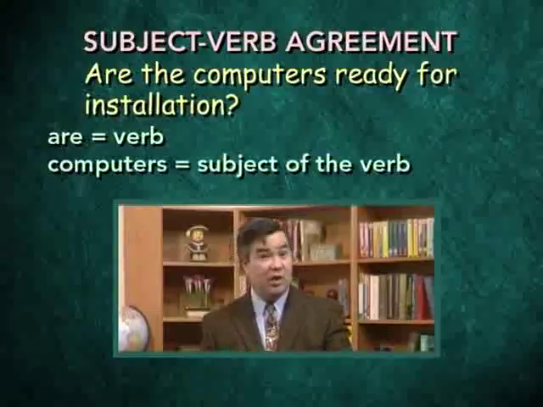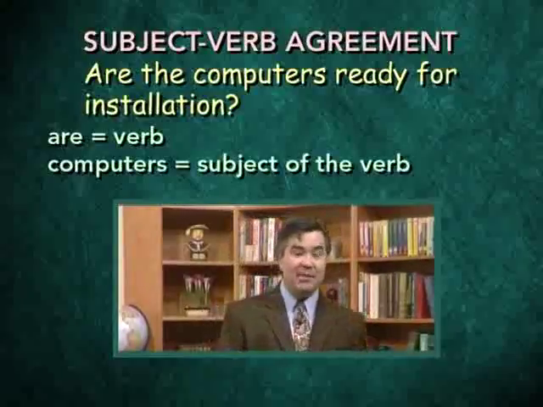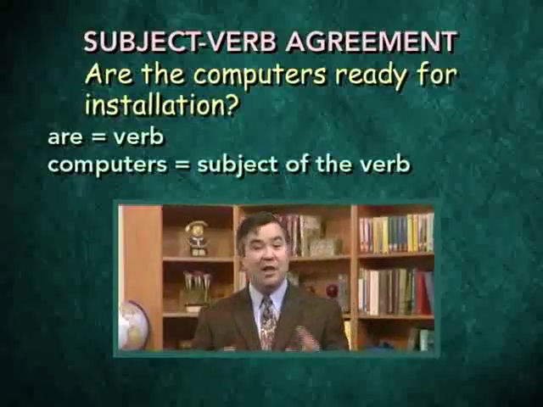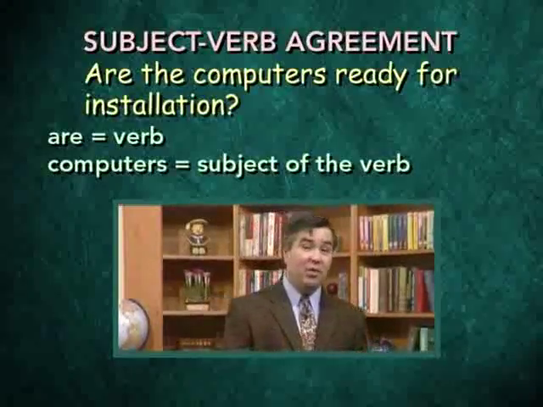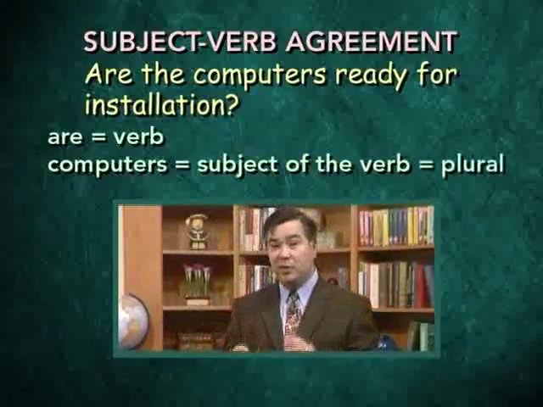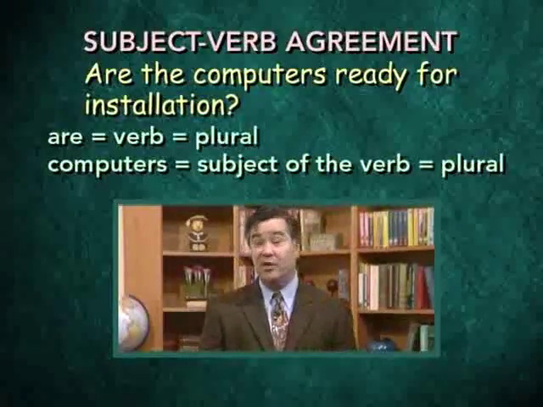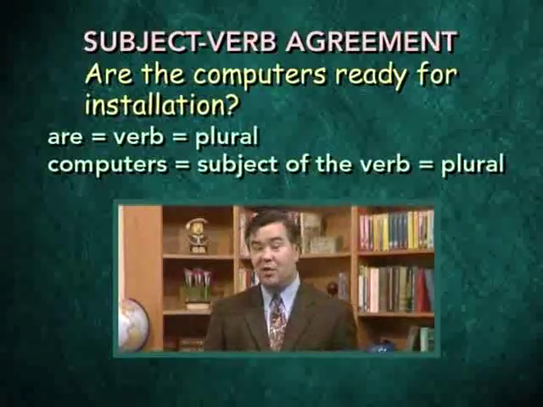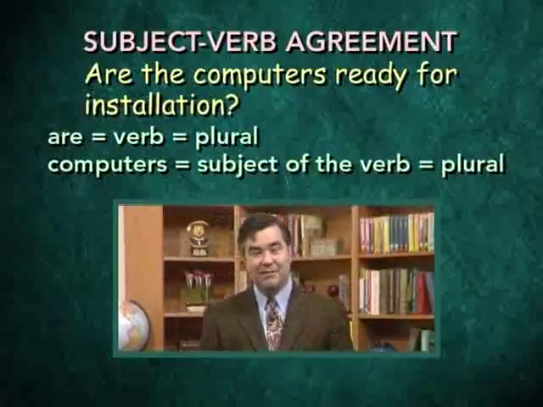Notice that if we were to turn this sentence away from being a question into being a statement, it would read something like, the computers are ready for installation. And then it would be obvious that computers is the subject of the verb are. Since computers is plural, the verb are, which is also plural, is perfectly correct. Because this is a question, we need to look after the verb to find the subject.